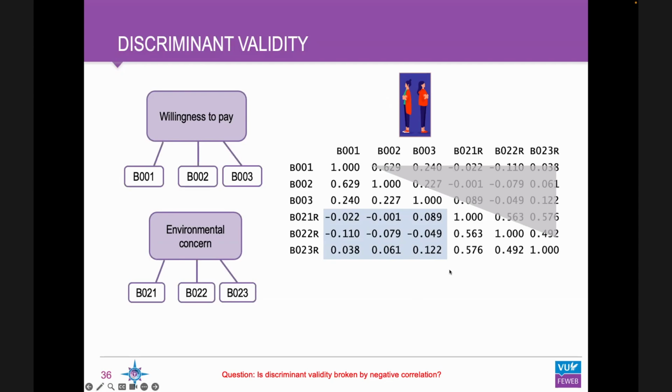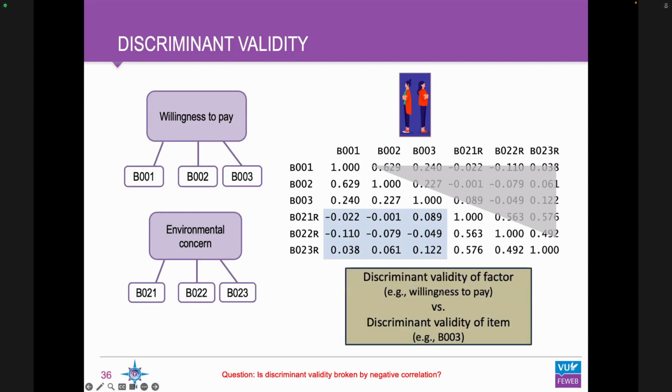When we talk about discriminant validity, we look at the correlations between the cross constructs, basically different constructs. And here, as you can see, all of the correlations are actually below 0.2. And by below 0.2, I mean the absolute measures. So these correlations are quite low, and we then can establish that the discriminant validity of willingness to pay and environmental concern is actually quite high. So the items of these constructs measure different things.